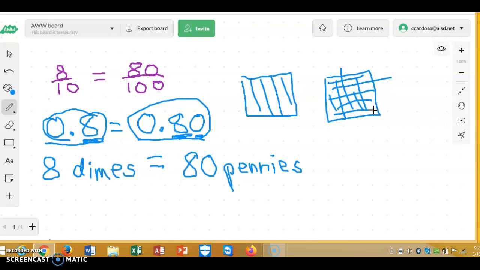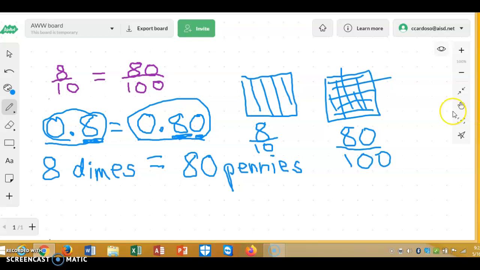It would be the same amount in each picture, in each model, just that this would be 8 10 rods filled in, and this would be 80 little units filled in. So this would be 80 over 100, and this would be 8 over 10. And then you remember how we used that with our fraction and our decimal when we did the number line.